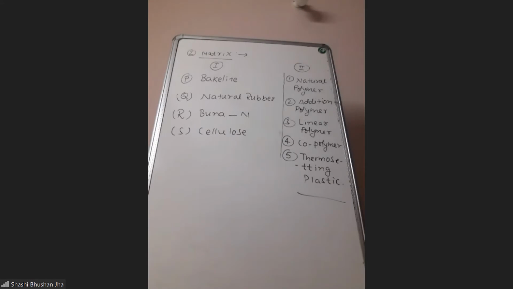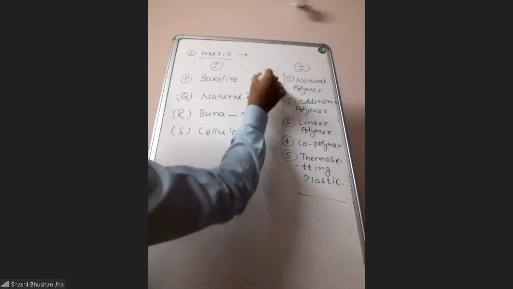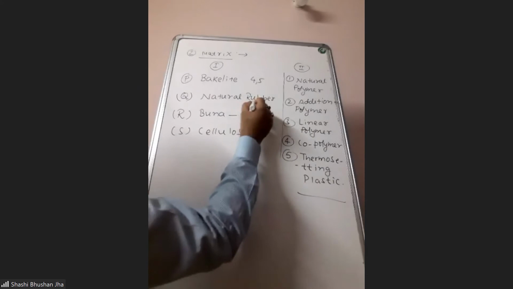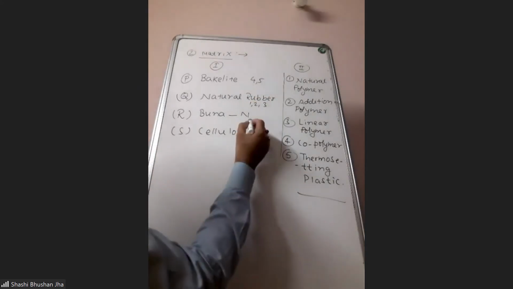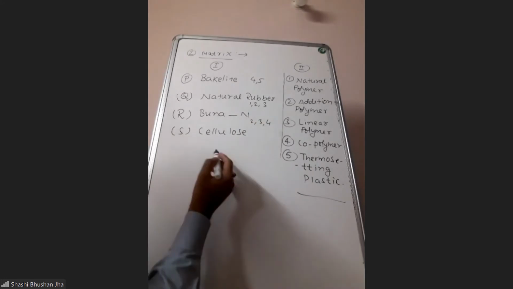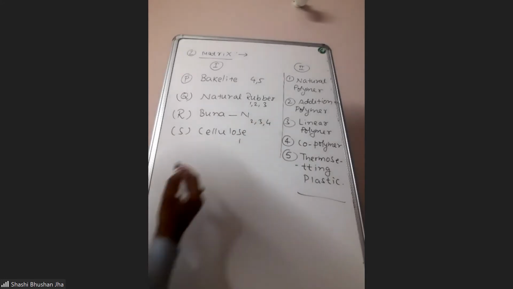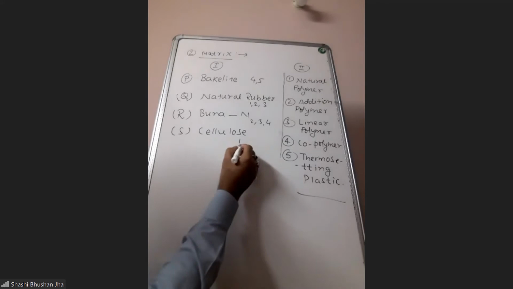So 4, 5, tell. 4, 5, 1, 2, 3. Next is 1, 2, 3. Okay, next 2, 3, 4. Next, only one. 1, 3. Sir, 1, 3.